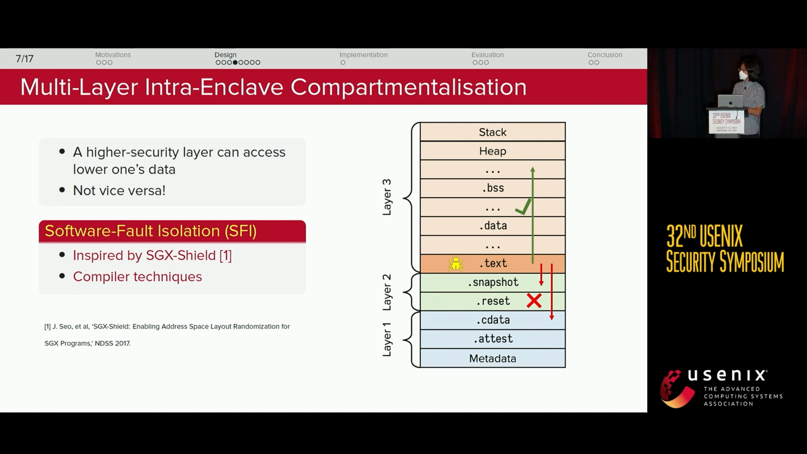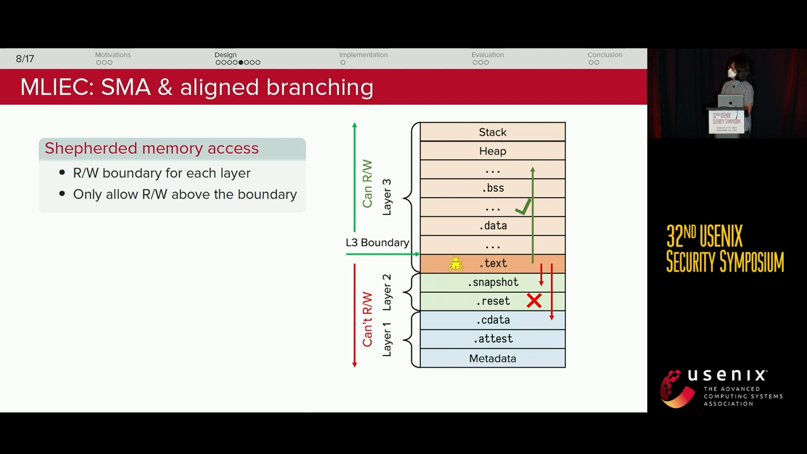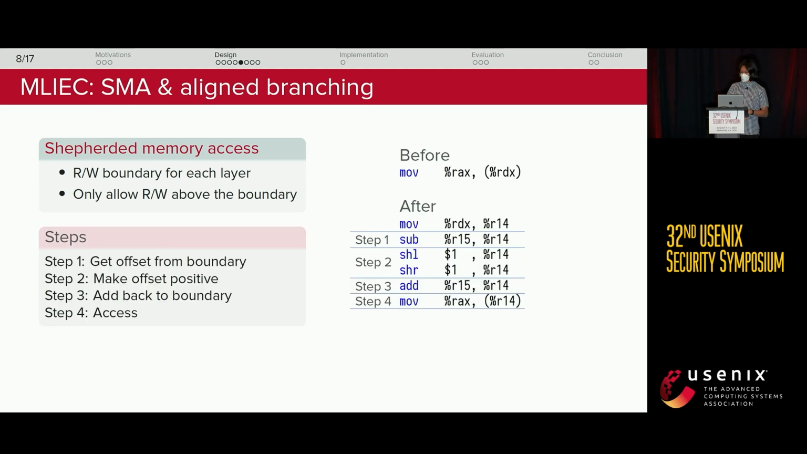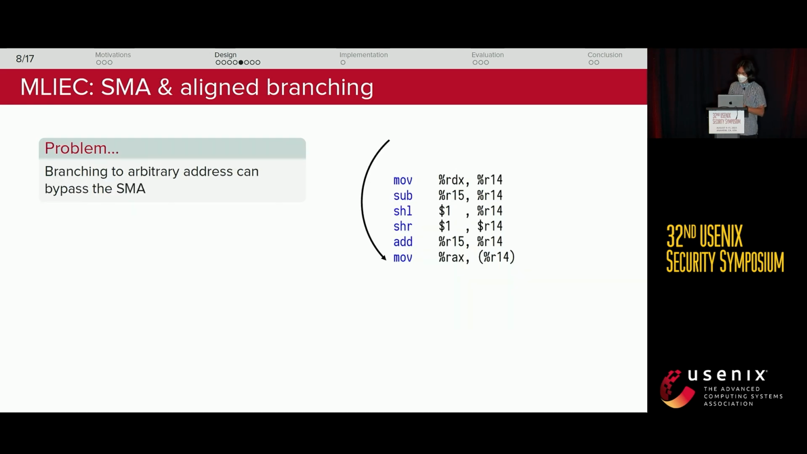The method is inspired by SGX Shield, and we use compiler techniques to achieve this. The first 2 methods are borrowed from SGX Shield, called shared memory access and aligned branching. For shared memory access, we put a boundary right here, and we only allow writes above the boundary. It is done using compiler instrumentation with these steps, and you can see we reserve the register R15 as the boundary, and we calculate the offset, making sure it's positive to access it.